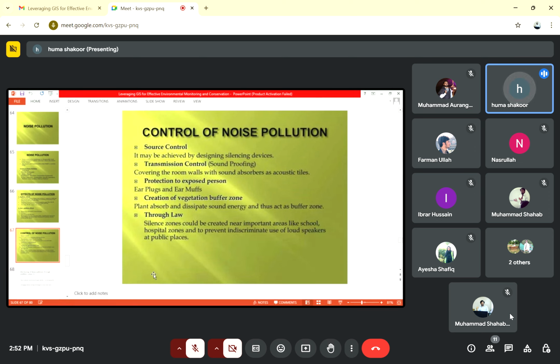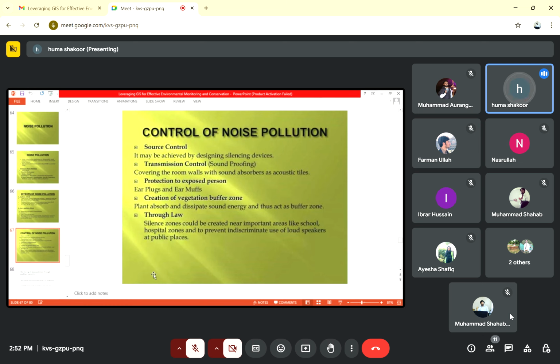What controls of noise pollution can you apply? You can use different measures to control noise pollution. For example, if you are sitting in a classroom, you can use curtains and carpets to reduce the effect of noise pollution without any machinery or equipment.